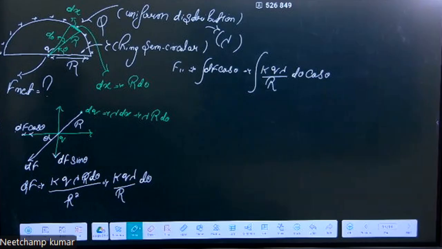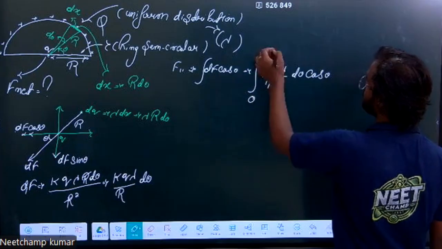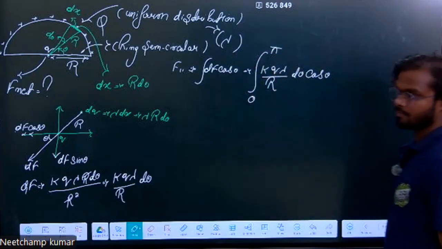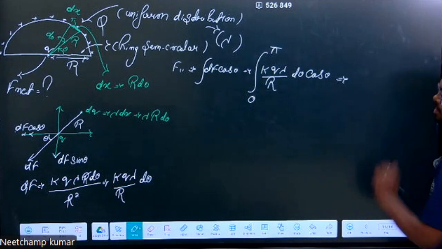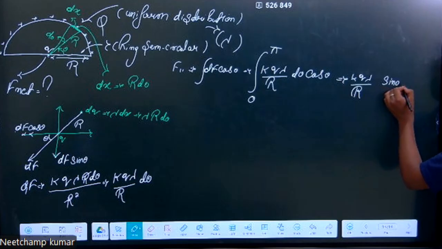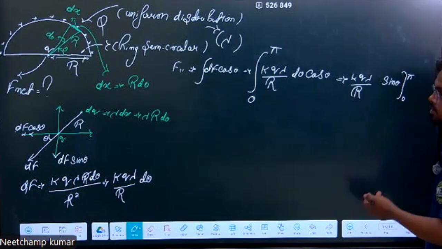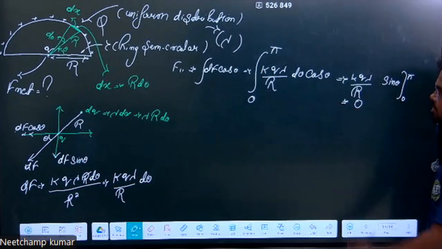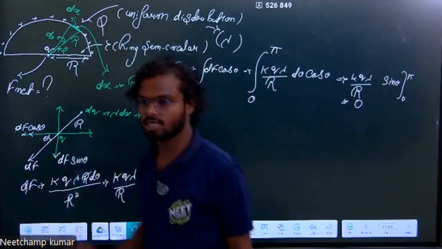0 to 180 degree. Yes. The theta is varying from 0 degree to 180 degree, that is pi. Now just integrate this. What is the integration of cos theta? Sin theta, right? So this will become k q lambda by r sin theta. Now the limit is from 0 to pi. What is sin pi? That is 0. Sin 0 is 0. So this value will come out to be 0. Means there is no force in the horizontal direction. In the horizontal direction, you won't get any force.